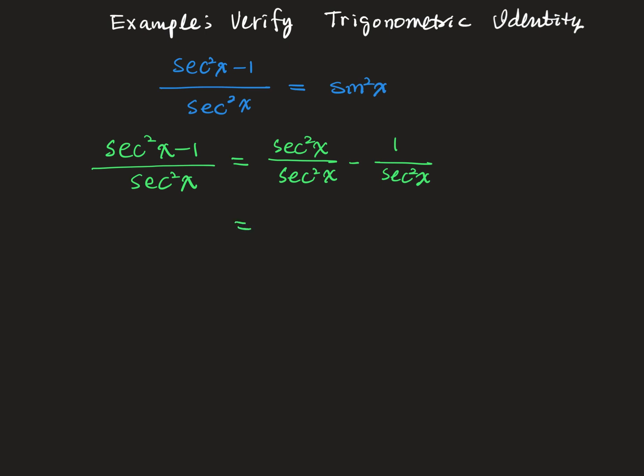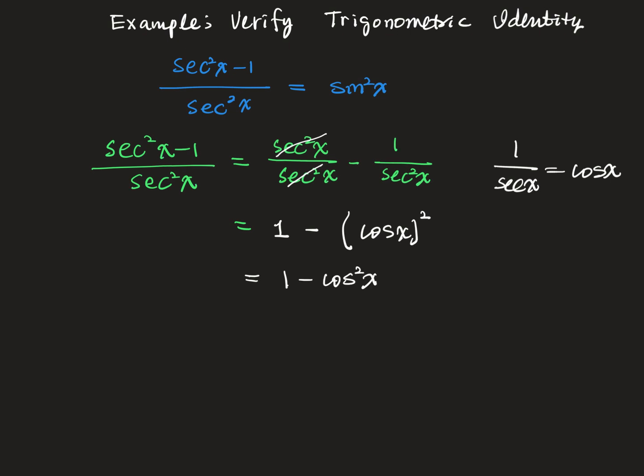Secant square x minus secant square x, that's going to be cancelled out. Here is 1 minus 1 over secant square x. Secant x is going to be 1 over cosine x, the reciprocal identity, so this one is cosine square x. Now you have 1 minus cosine square x. What is 1 minus cosine square x? Sine square x. The left side and the right side are the same. You prove it, okay?